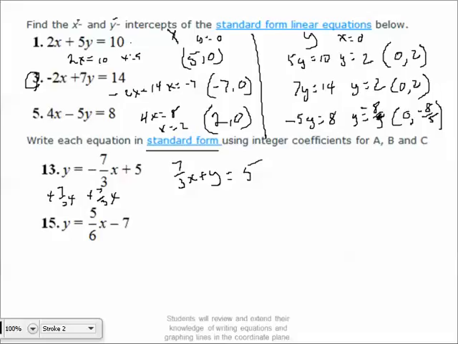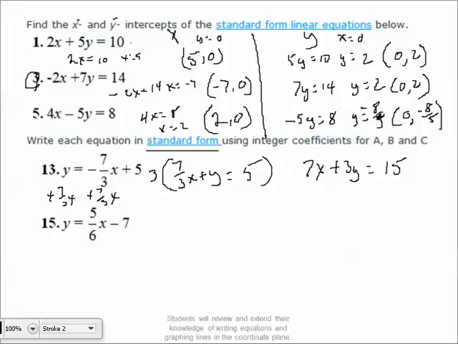Now, 7 over 3 is not an integer. So what I'm going to do is I'm going to pull a trick. I'm going to multiply the whole thing by 3. It's the same as multiplying both sides of the equation by 3, but I just multiply everything by 3 at one time. Okay? Well, 3 divided by 3 gives you 1, so I'm going to wind up with 7x. 3 times y is going to give me plus 3y. And then 3 times 5 is going to give me 15. Ta-da!